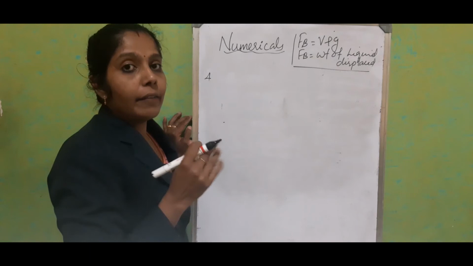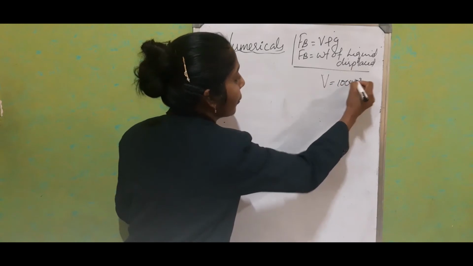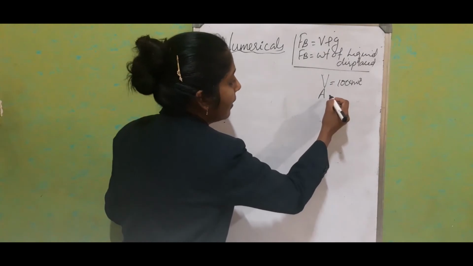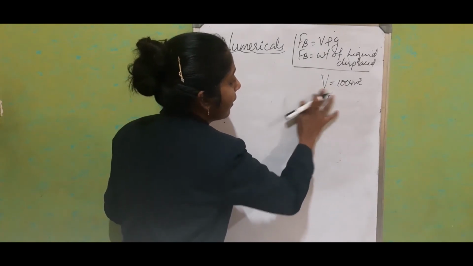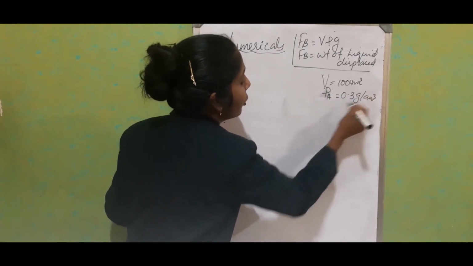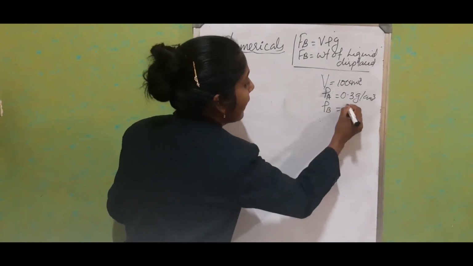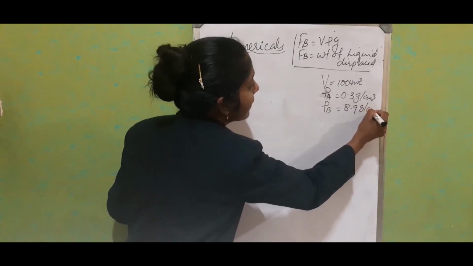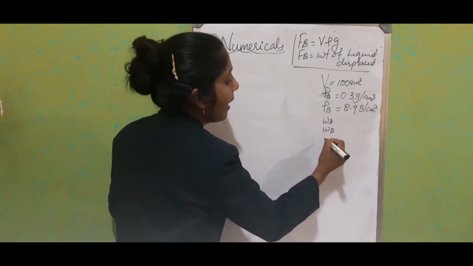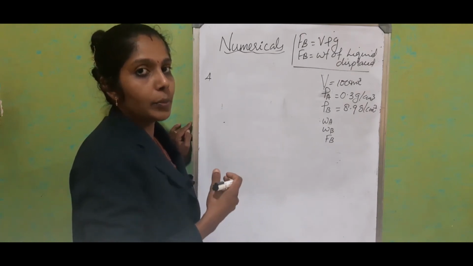In the fourth question, we have two materials with a common volume of 100 cm³. A is wood with a density of 0.3 gram per cm³, and B is made of iron, with a density of 8.9 gram per cm³. In both cases we have to find out WA and WB and the upthrust exerted by the liquid, and tell which one will float and which one will sink.